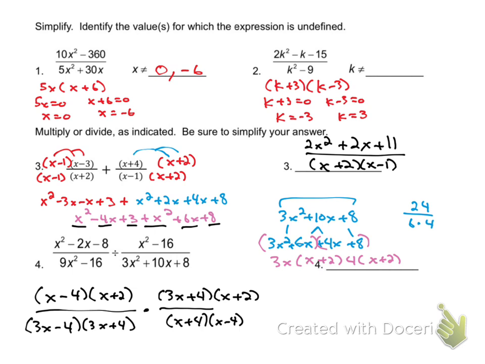Okay, so canceling, we can cancel out a 3x plus 4. Cancel out an x minus 4. And that will leave us with x plus 2 squared over x plus 4, times 3x minus 4.